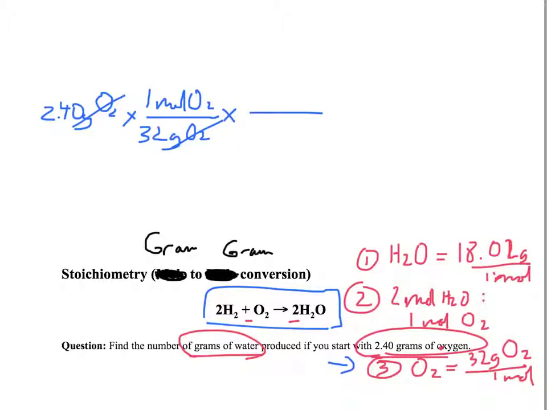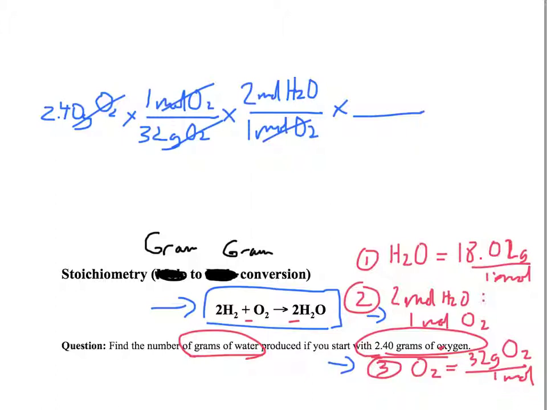Now the second step is to use the balanced chemical equation and use our ratio here to convert from moles of oxygen to moles of water. So I know from my ratio that for every 1 mole of oxygen, I have 2 moles of water produced. That gets rid of moles of oxygen. And now we're in moles of water, but we need to get to grams of water. So the final step is to convert from moles to grams of water.